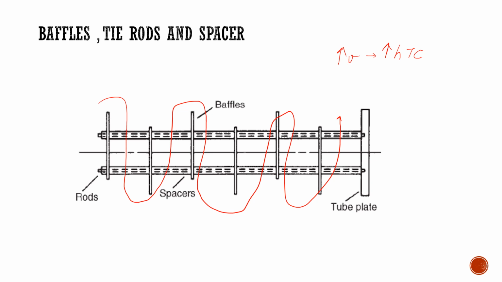Now, these are called as tie rods. The tie rods are supports to hold baffles in place and are attached to the tube bundle. The spacer provides the adequate space between the baffles.